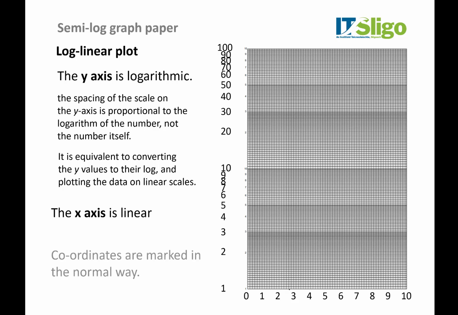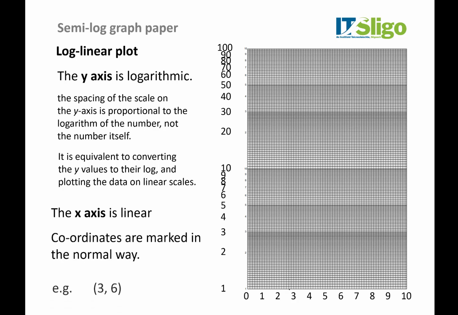X-axis is linear, as I said, and then coordinates are marked as normal. So 3, 6, go across 3 and up 6. 5, 30. Now here we're dealing with 30, so it's up in the next cycle, the 10 to the power of 1 cycle, and there's 530. So we look at a couple of examples and hopefully it'll make a bit more sense once you see a few. You guys will be doing these as well as part of your journal.